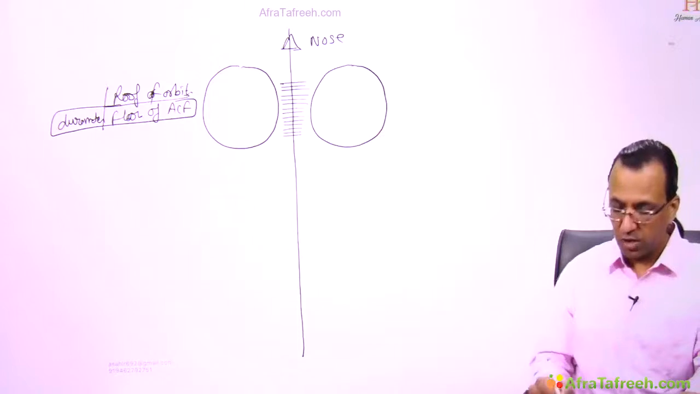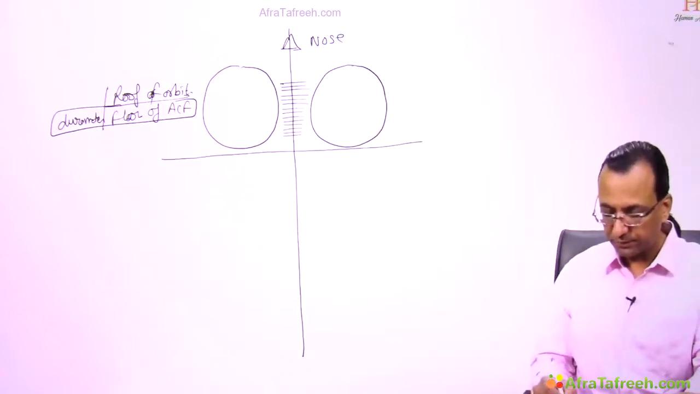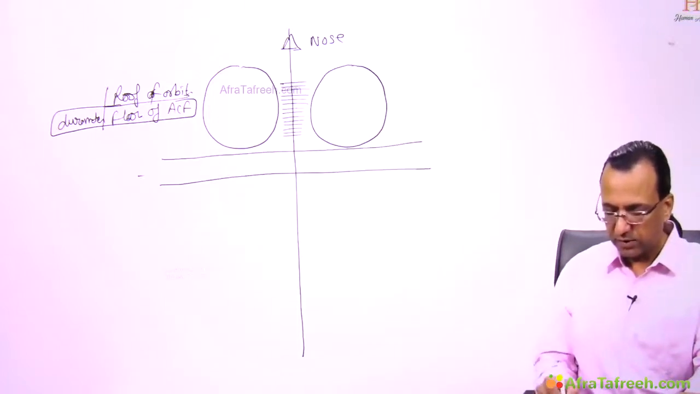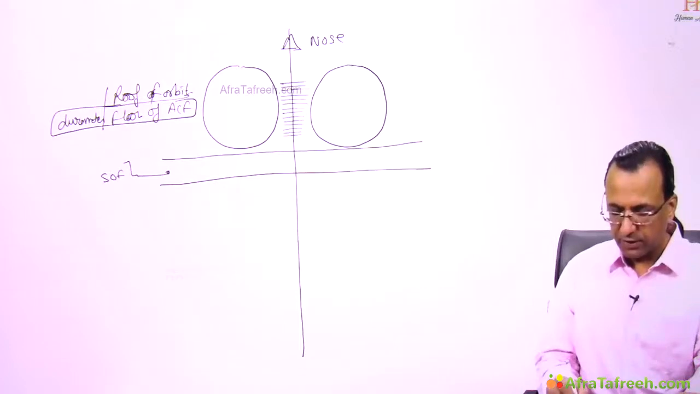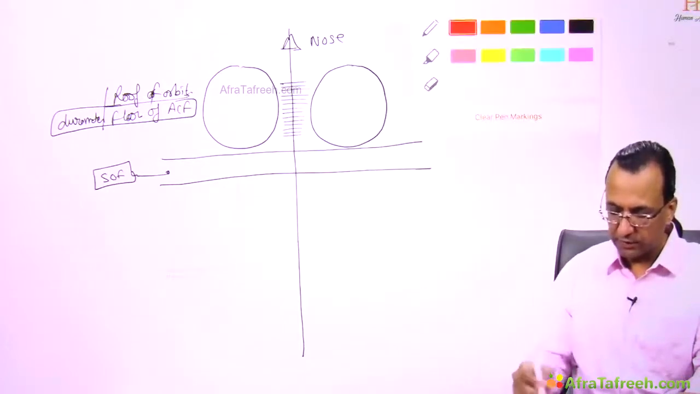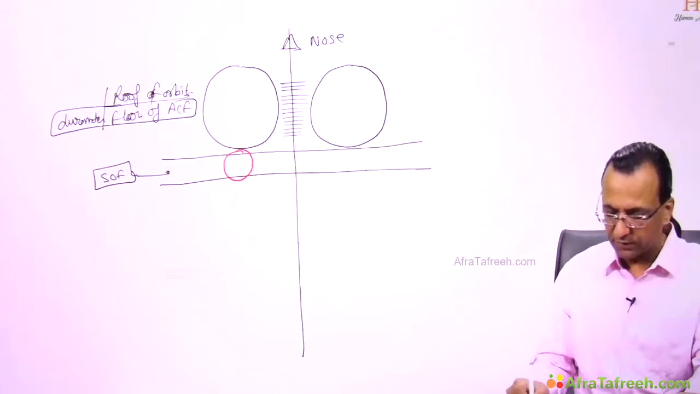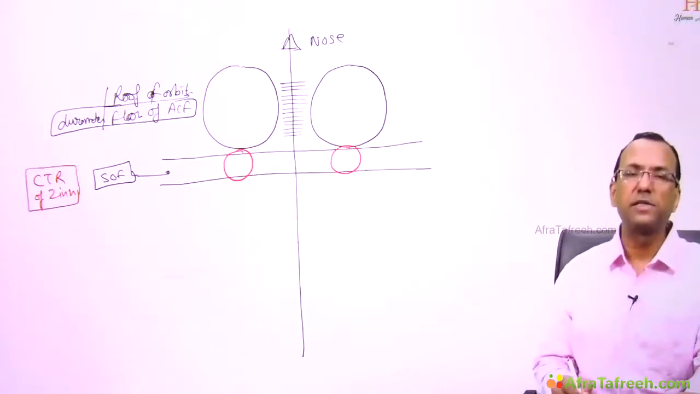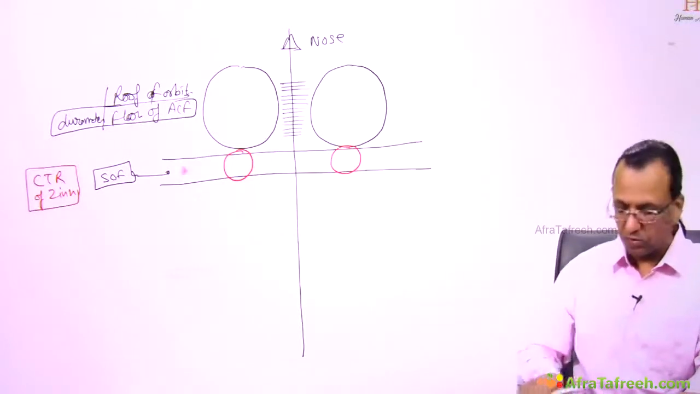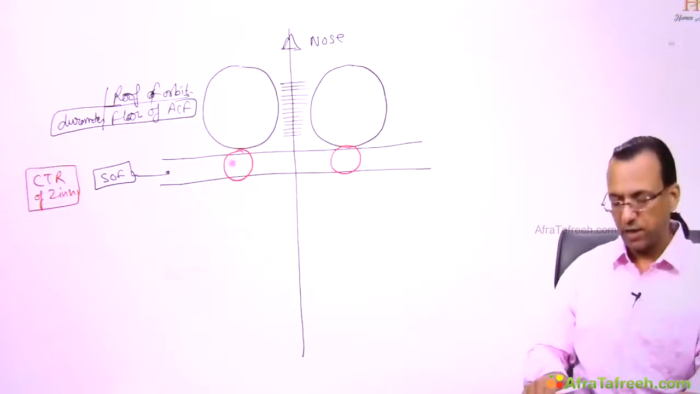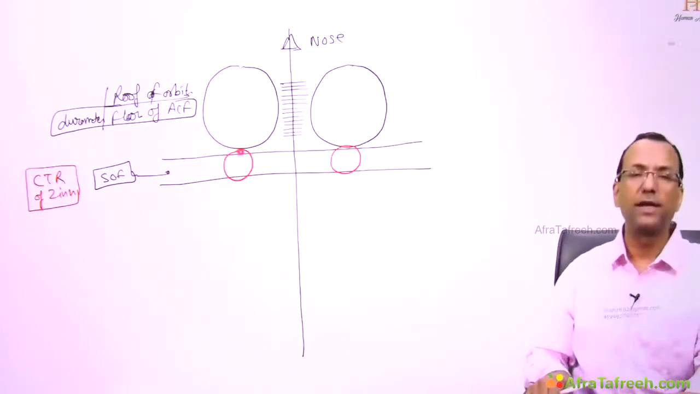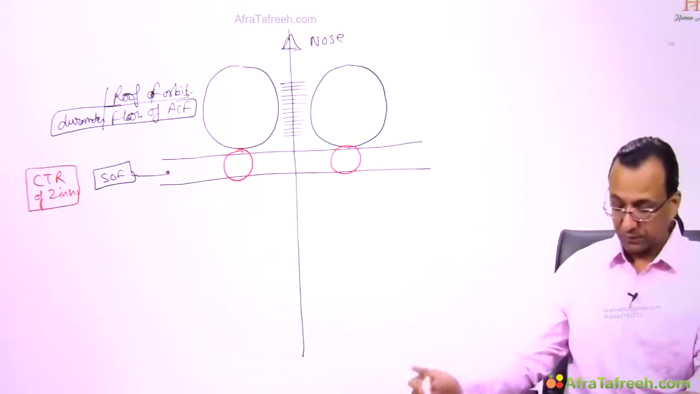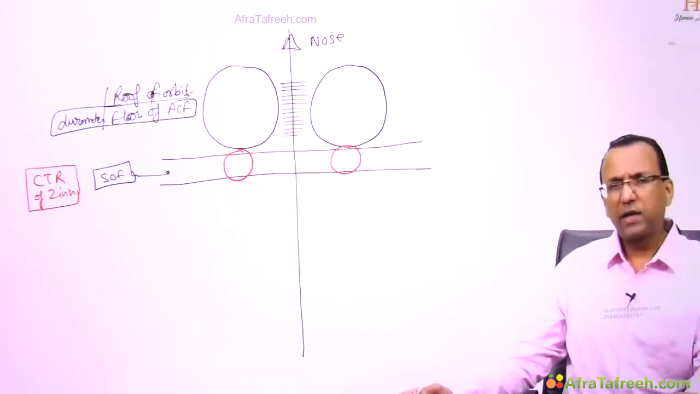Here you show this is the superior orbital fissure. It is covered by the common tendinous ring of Zinn, which is giving common origin for the four recti muscles. We want to know some nerves which are passing inside the ring of Zinn and some nerves which are passing outside the ring of Zinn. That is the discussion.